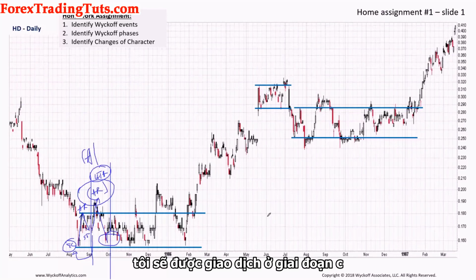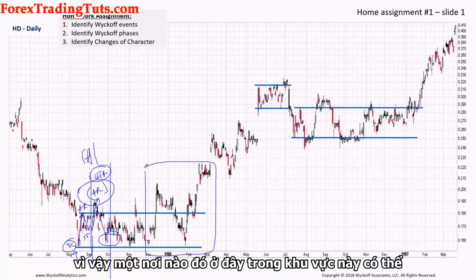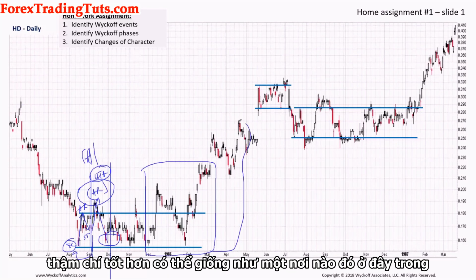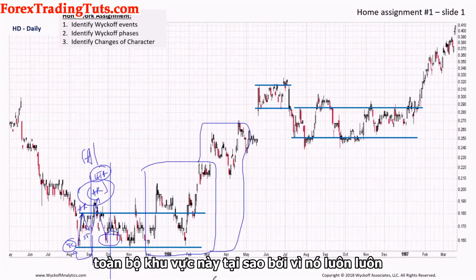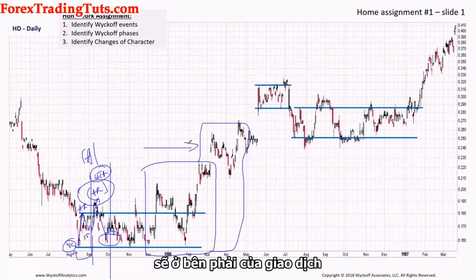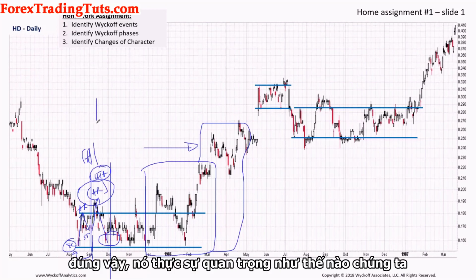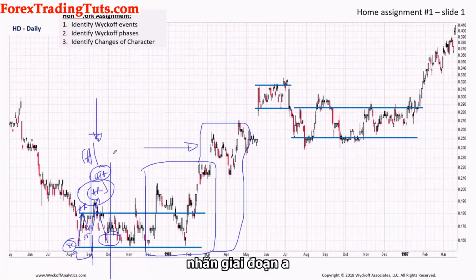I would be trading at phase C or D, as the price gets out of the trading range and the new trend emerges. That's where I would be trading. So somewhere here in this area, maybe even somewhere in this whole area. Why? Because it's always going to be to the right of the trading range where we're going to originate our trades. So does it really matter how we labeled phase A? No.